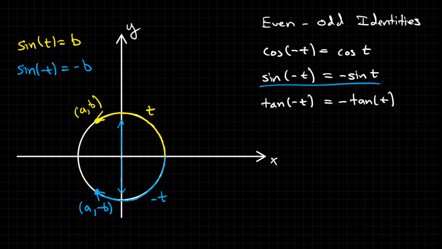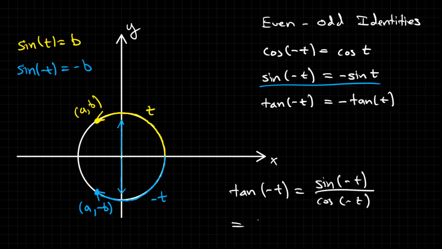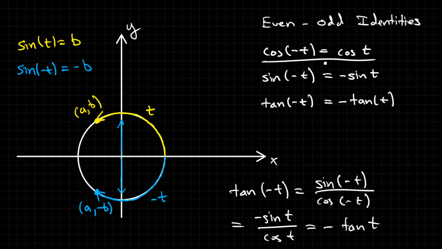And then from there you can figure out that tangent of minus t is minus tangent of t because we can use the reciprocal identities. This would be sine of minus t over cosine of minus t. And we know that sine of minus t is negative sine t, so this is minus sine t divided by cosine of minus t, which is just cosine of t from this identity up here. And now we have negative sine t over cosine t. That's negative tan t.